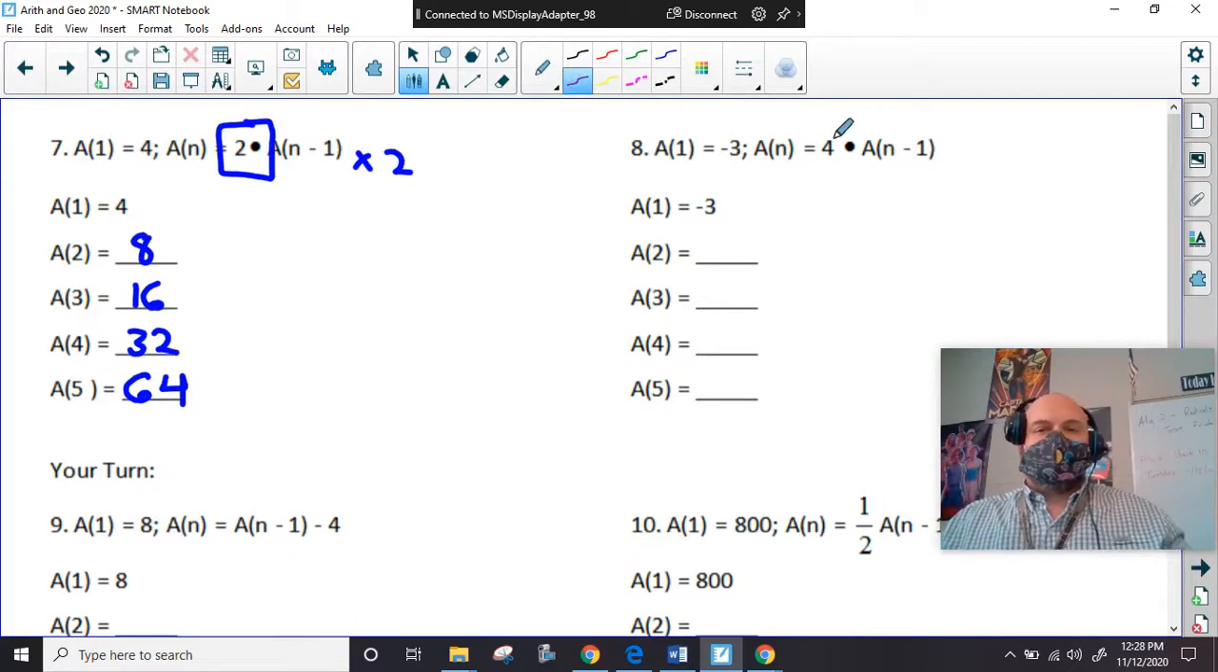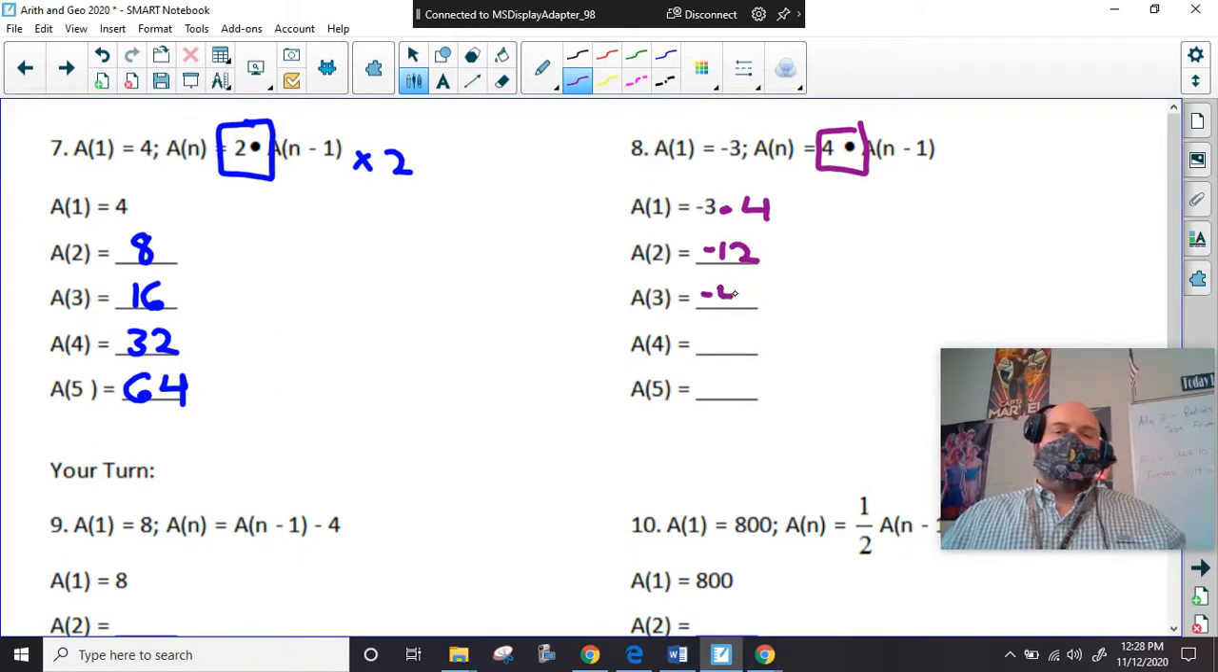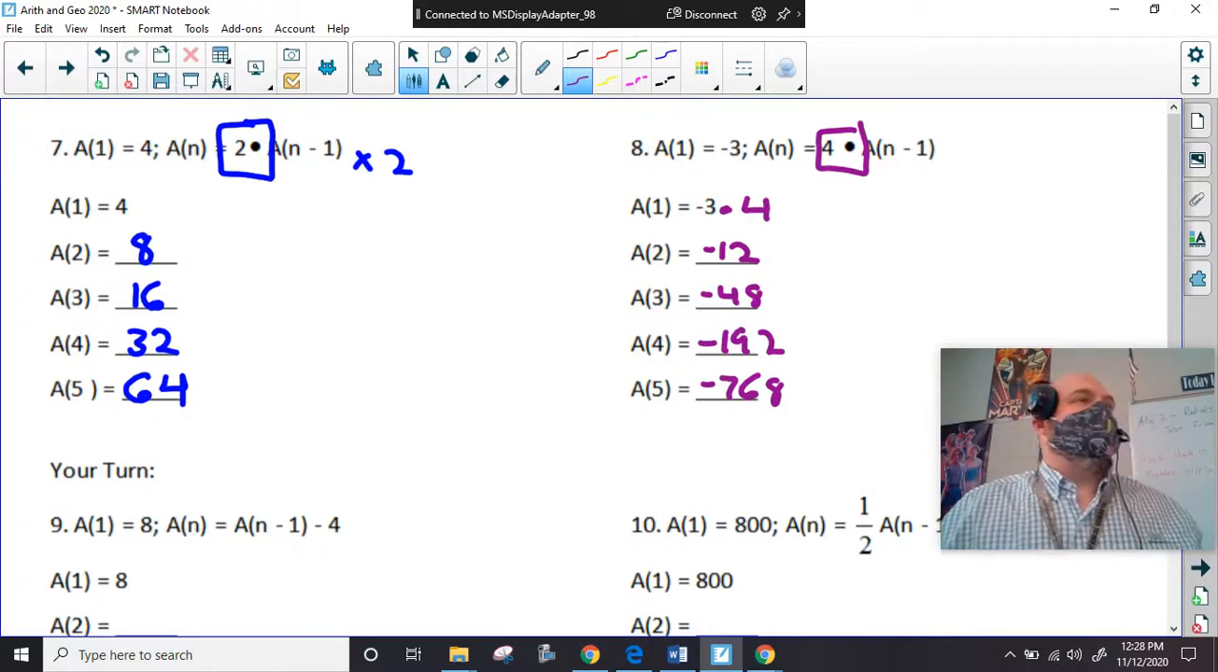All right. And this one has a times 4 or a dot 4. So we're going to take that and multiply each of these numbers by 4 to get to the next one. So -3 times 4 is -12, -48. I'm hearing negative. Okay, -192 and 768. Awesome.